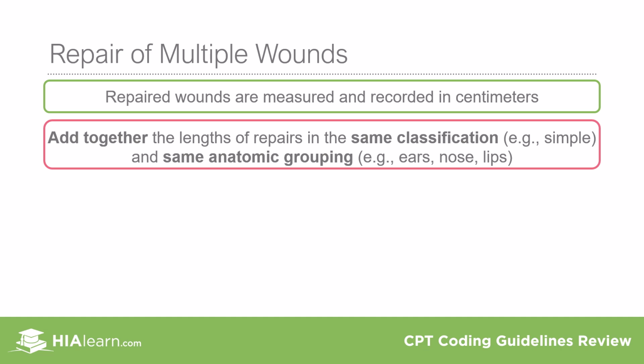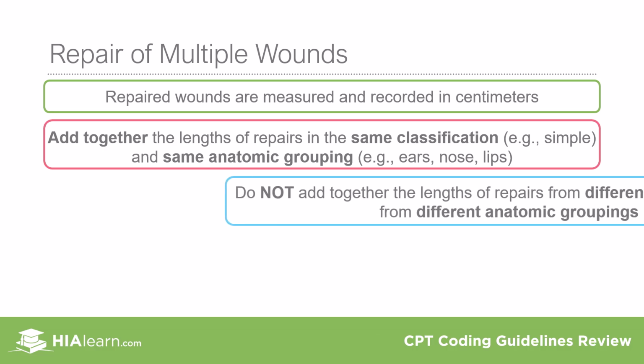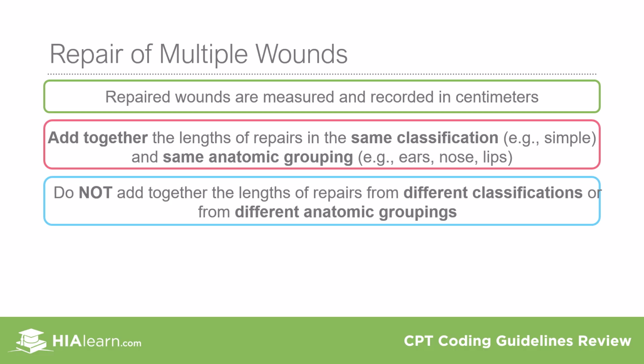For example, simple repairs of the ears, nose, and lips would be added together because they are all repairs of the same classification, simple, and the ears, nose, and lips are all included in the same anatomic grouping found in codes 12011 to 12018. Repairs of wounds of different classifications or from different anatomic groupings are not added together.